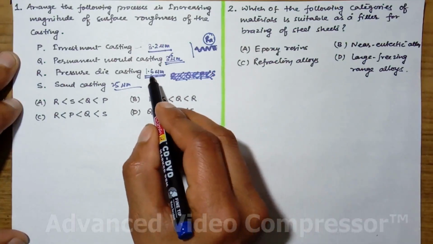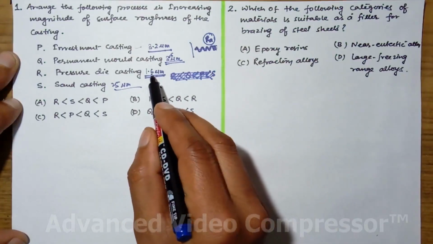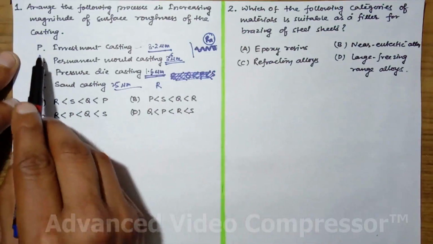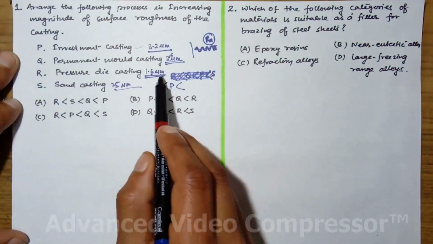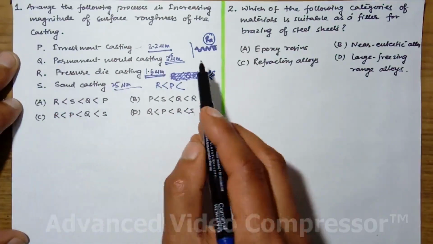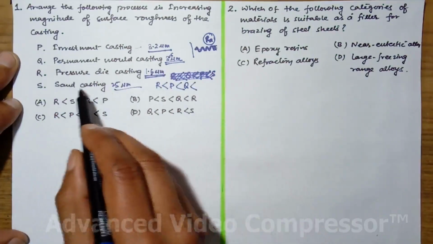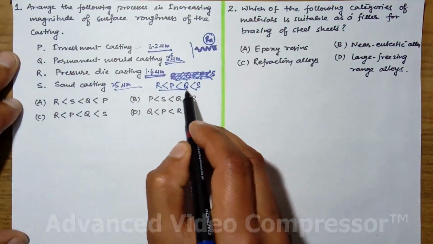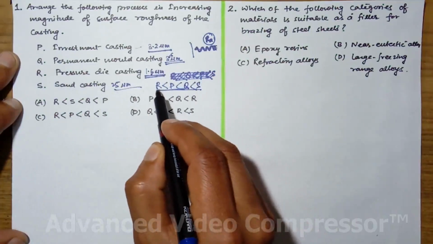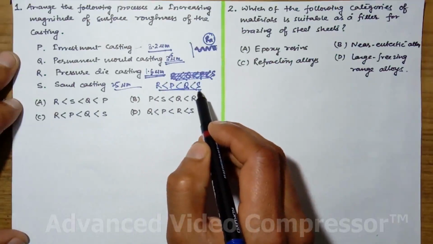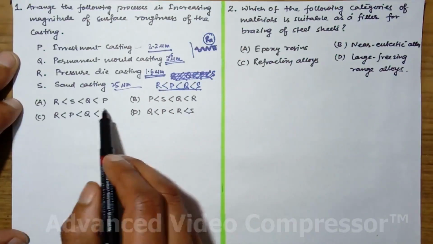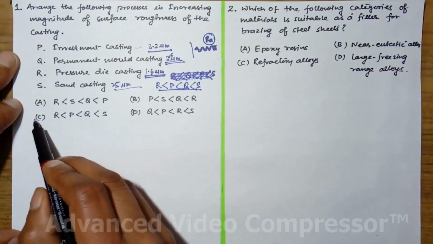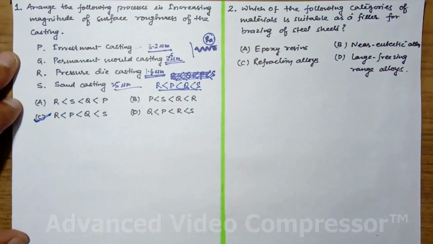So here the first will be R, and second will be P, that is investment casting. Then the third one will be permanent mold casting, Q. Then the last one will be S. So R has the best surface finish and S has the least surface finish. So which option is valid? RPQS. So the answer will be this.